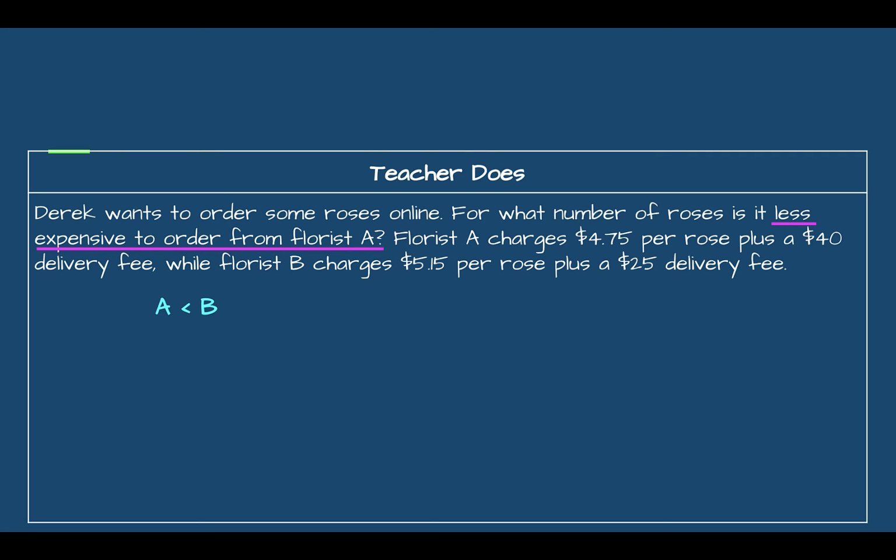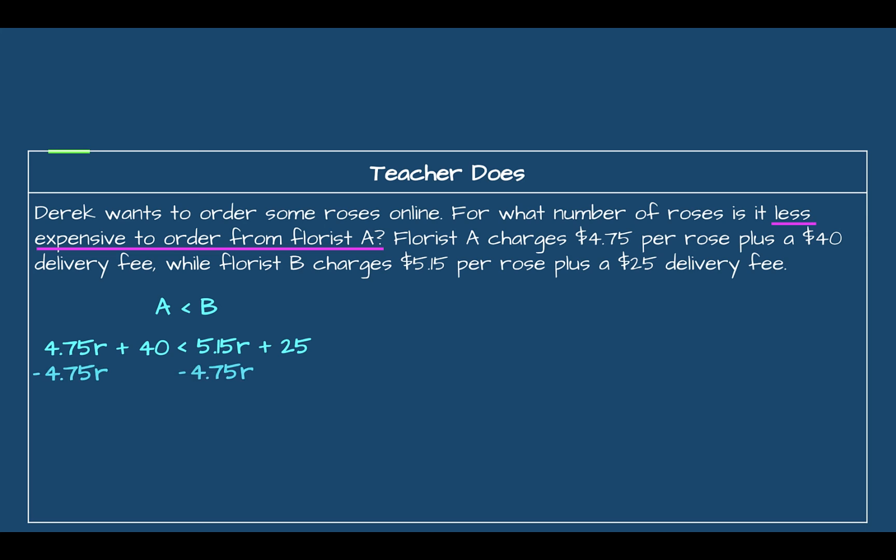If we're writing our equations, Florist A is $4.75 per rose plus $40 fee. And I need that to be less than B, so less than 5.15R plus 25. Once I have my equation written, I'm just solving with a variable on both sides.